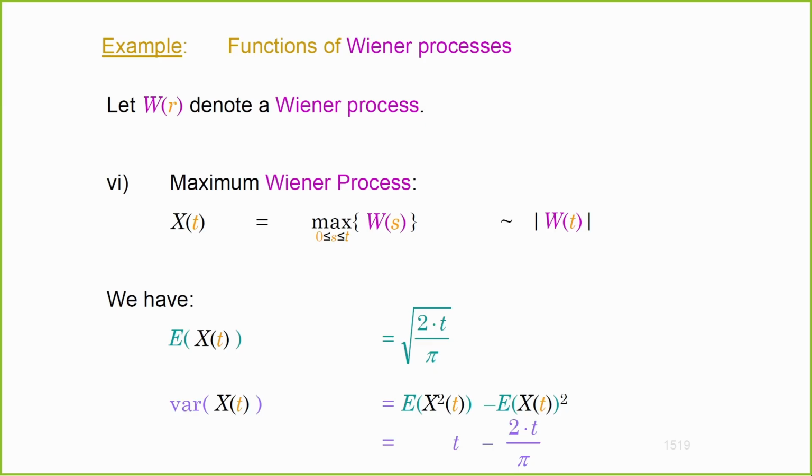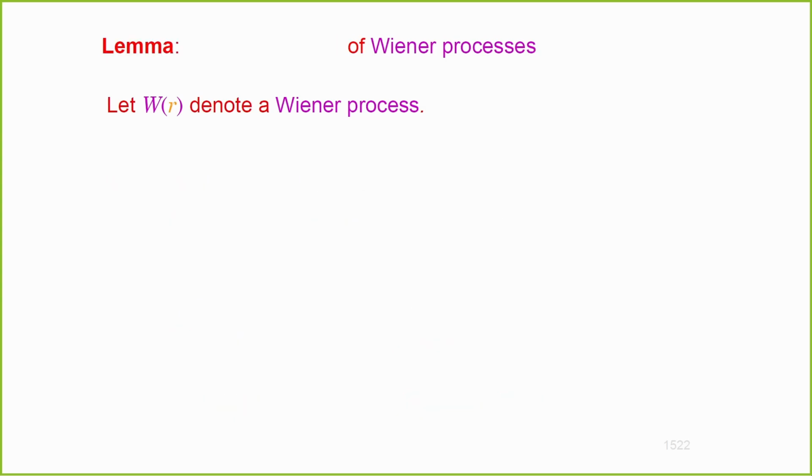Now, why this is, again, quite surprising, but the distribution of the reflected Wiener process will be identical to that of the maximum Wiener process. So it doesn't really matter, in terms of the distribution, if you reflect the process or you look at basically its maximum only. They have the same distribution. And I'm going to prove that statement.